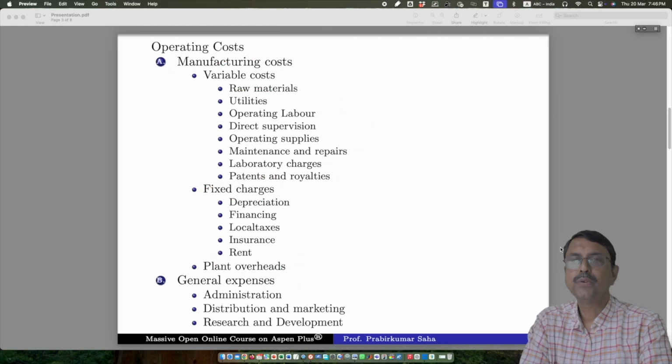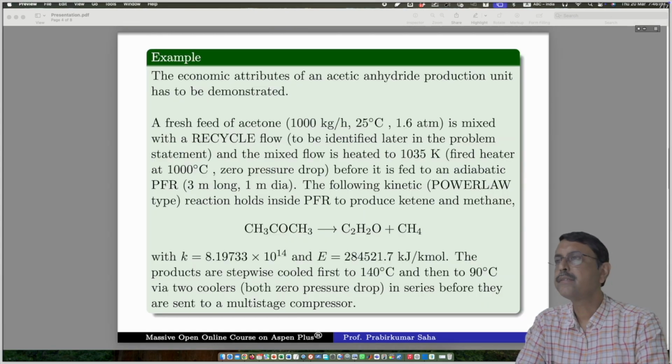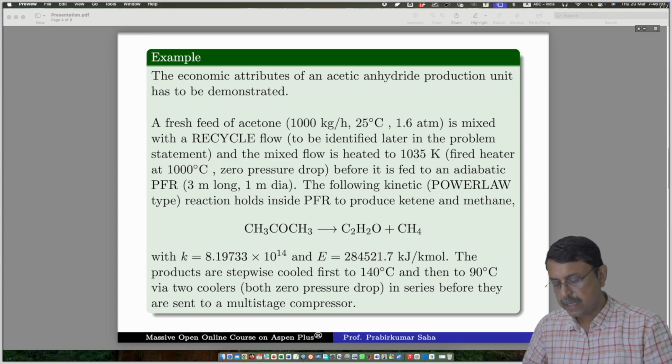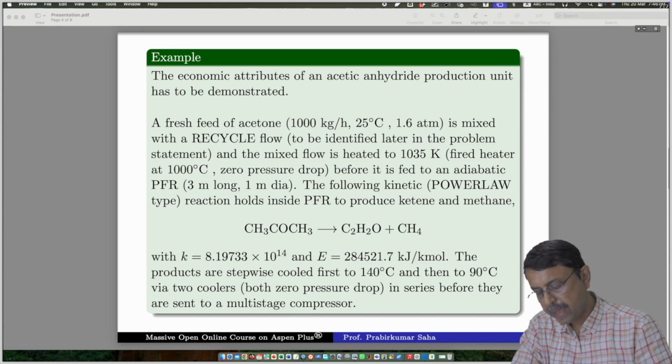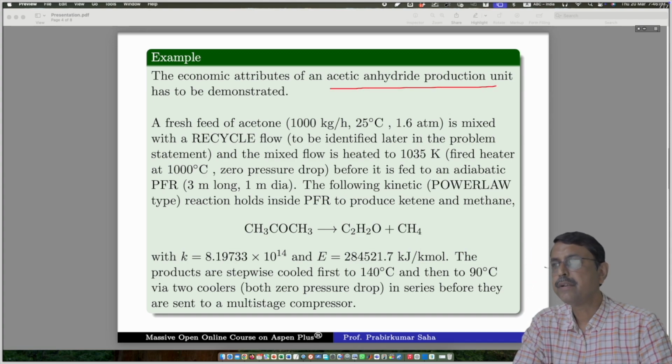Now it is better to take an example problem, understand its features, and then try to analyze its capital cost and operating costs, so that we can learn the whole thing in a better manner. So we will directly go to an example problem, solve it, and while solving, we'll learn the entire process. So this is the example problem we have. We have to find the economic attributes of an acetic anhydride production unit. Okay, that we will demonstrate.